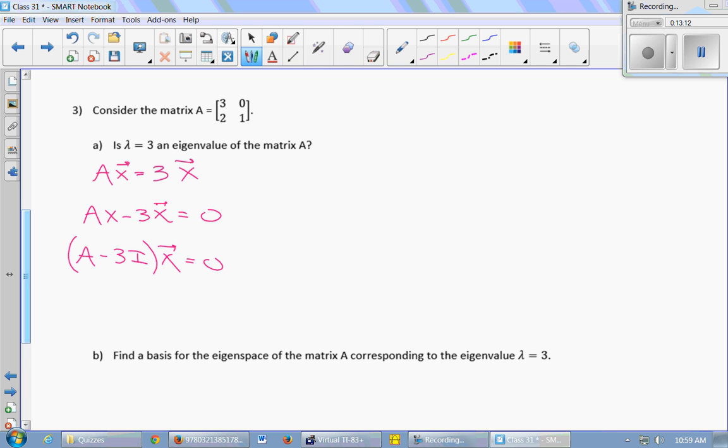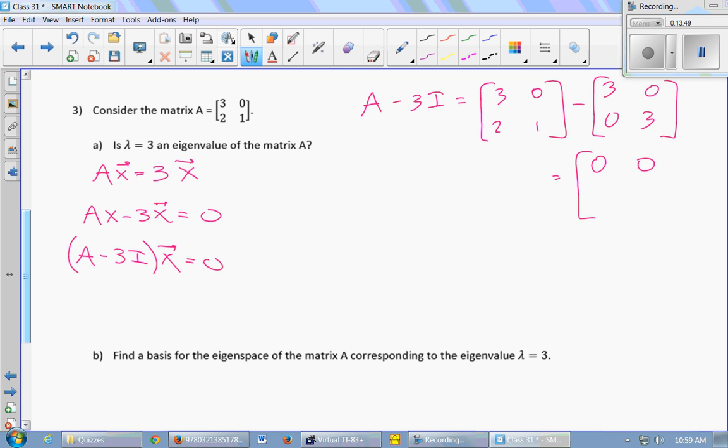All right, so how would I solve this equation? I need to get a matrix for A minus 3I. So let's do that. A is (3, 2; 0, 1). And 3 times the 2 by 2 identity is (3, 0; 0, 3), because the identity is (1, 0; 0, 1), and I multiplied the whole thing by 3. So then when I subtract, I get (0, 0; 2, -2).